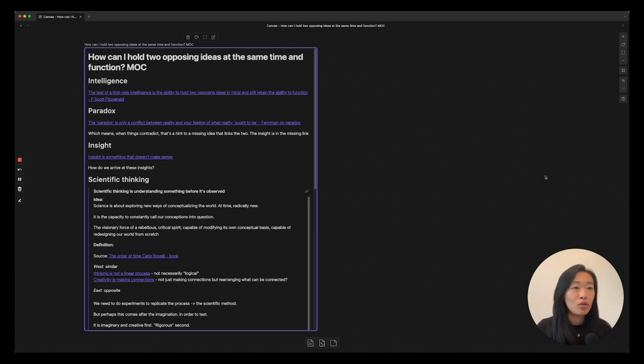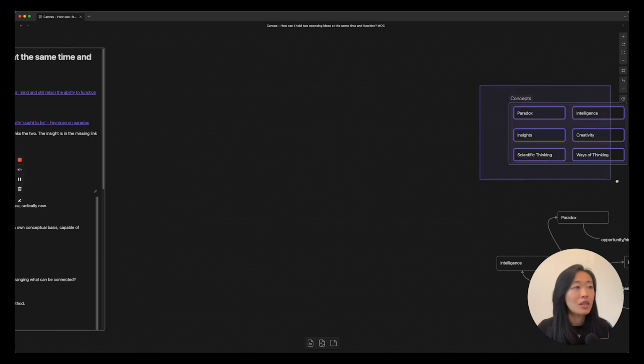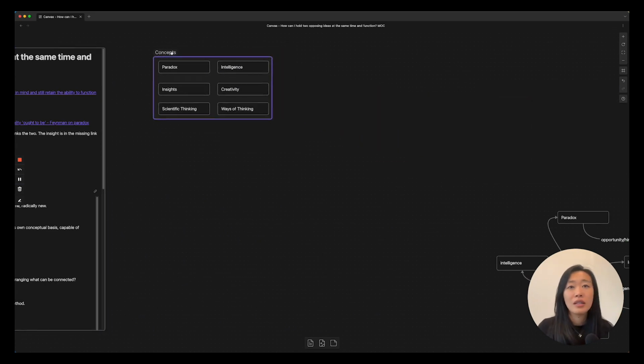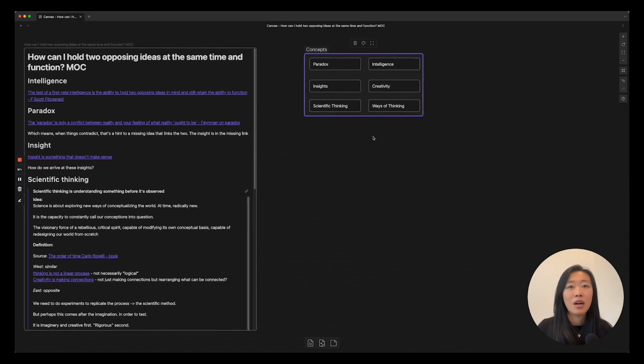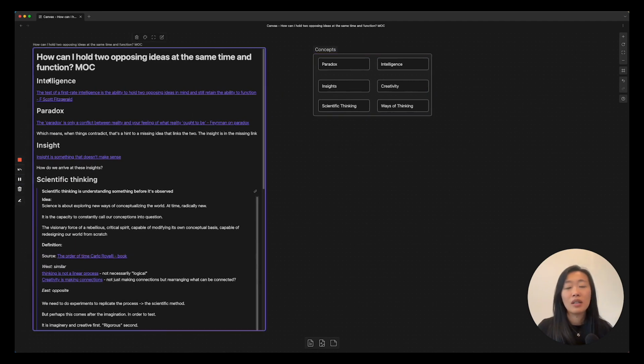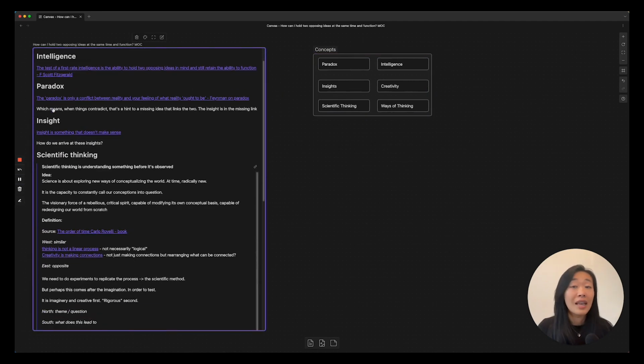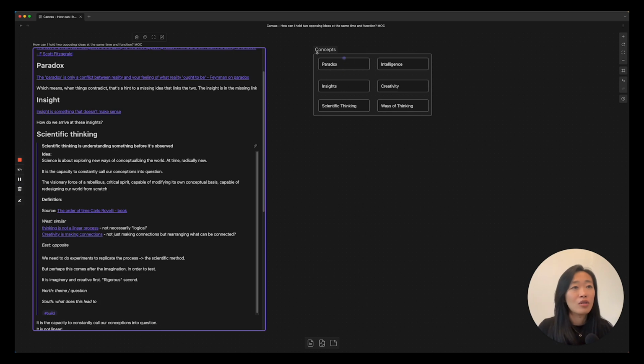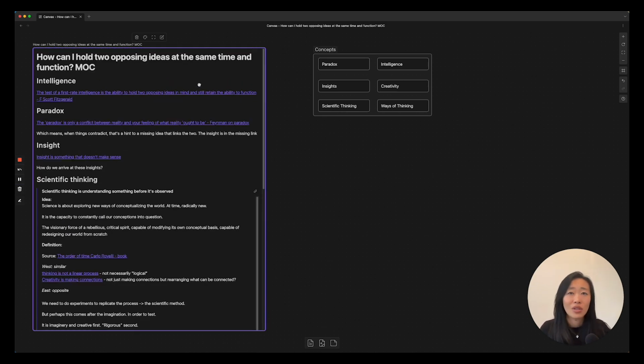And so what I do is, as you see here, I outlined the concepts in my word MOC. So basically these titles, these headings right here, I've put them out into a concepts box. And now I want to really spatially and visually move them around to understand what are actually the connections between the different concepts that answer the question, how can I hold two opposing ideas at the same time and function?